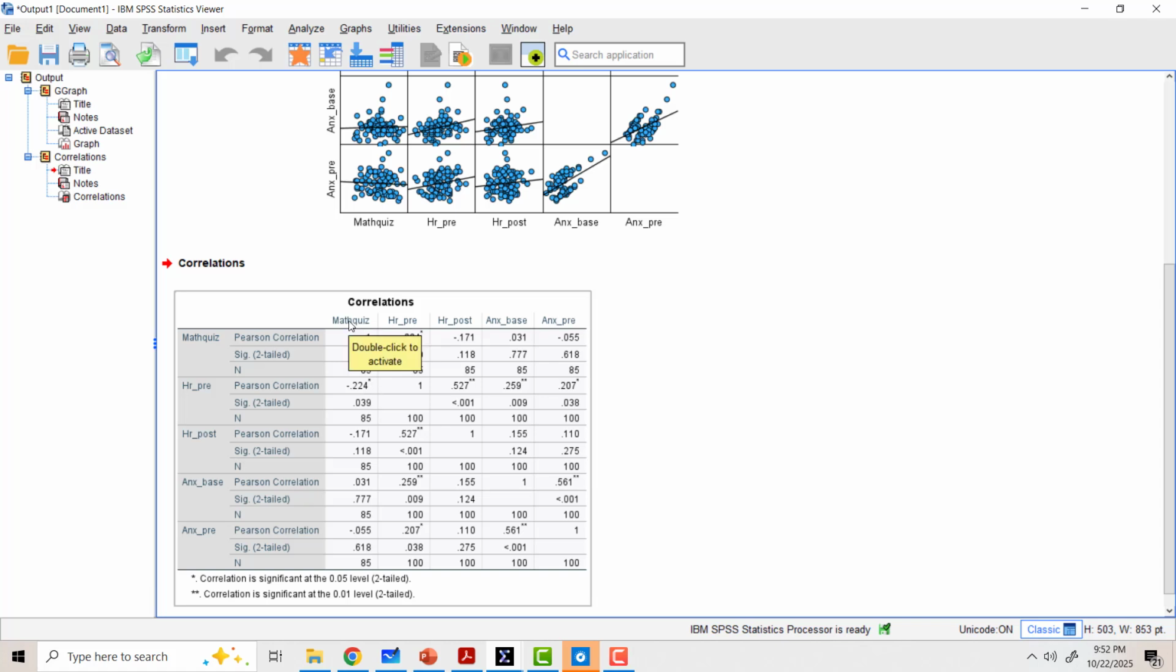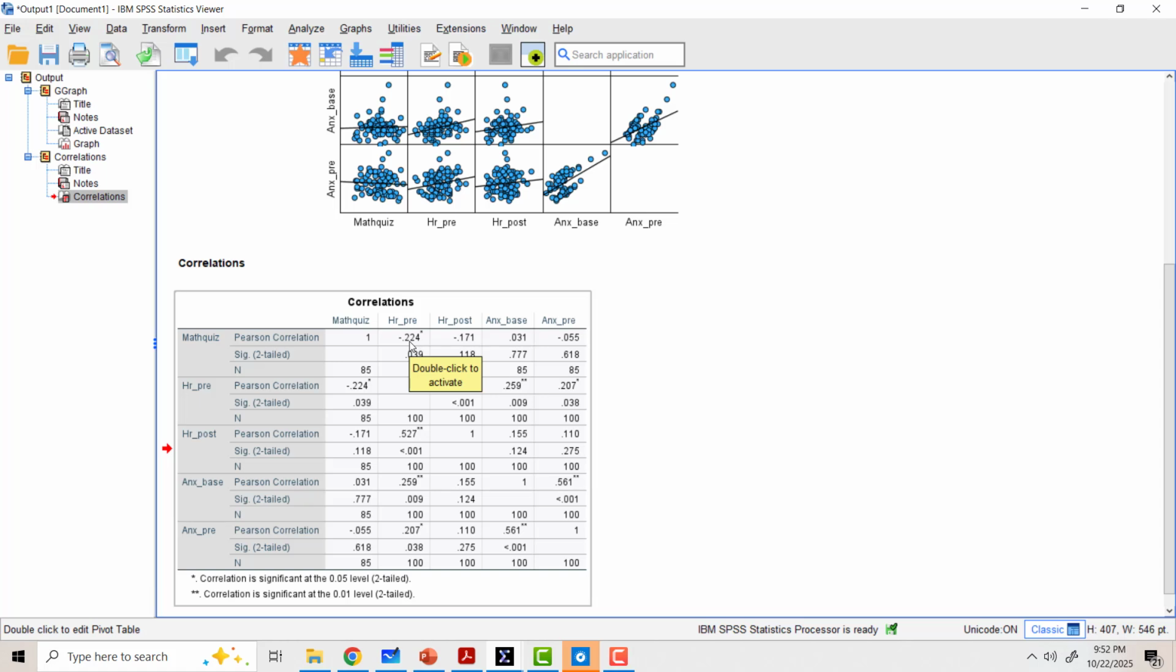Now notice one of the options was to only do half of these, a triangle matrix, because you can see, for example, that math quiz on the rows and heart rate pre on the columns has exactly the same values as math quiz on the columns and heart rate pre on the rows. So it's symmetric. So let's look at heart rate pre and math quiz.